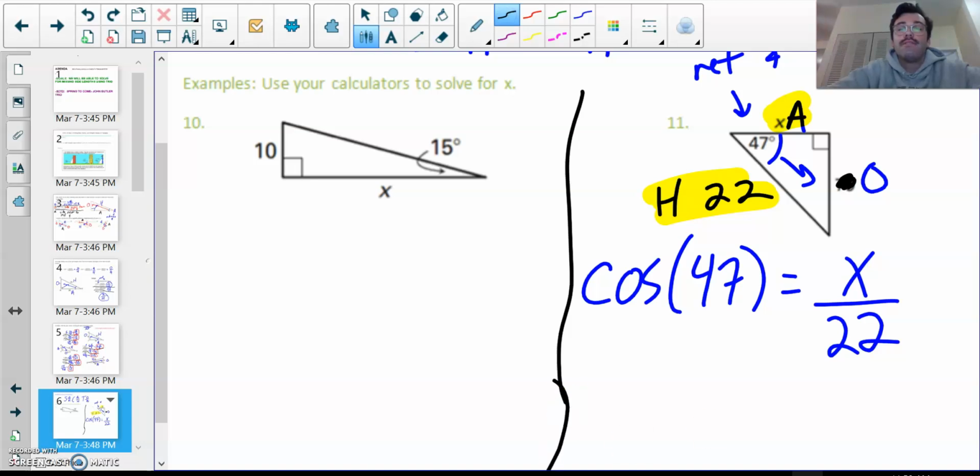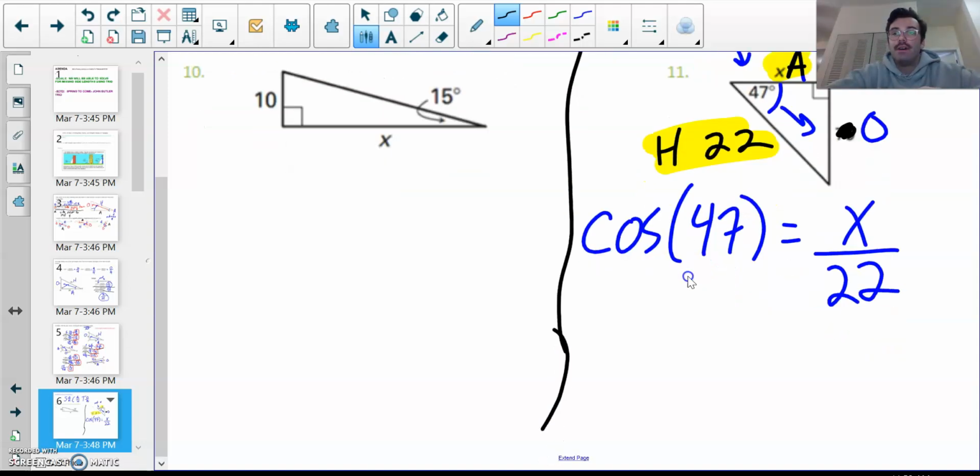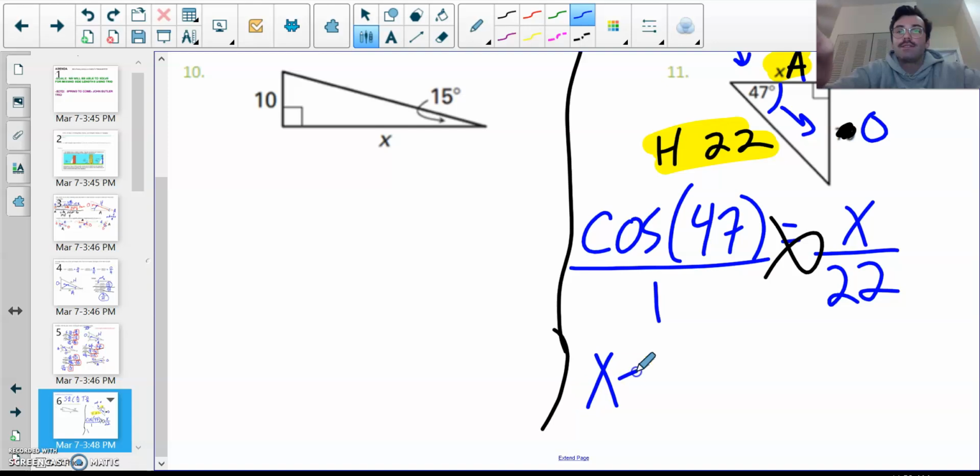Cosine of 47, cosine is an operator, like when I take the square root of a number. The square root of 4, square root's an operator. It's performing an operation on that actual number. When I take the cosine of a number, I'm performing an operation on this number. So I want to think about this as being over 1, and I'm going to cross multiply here. So x equals 22 times cosine of 47.